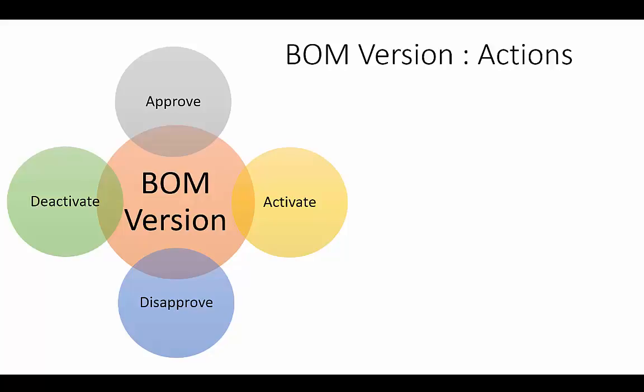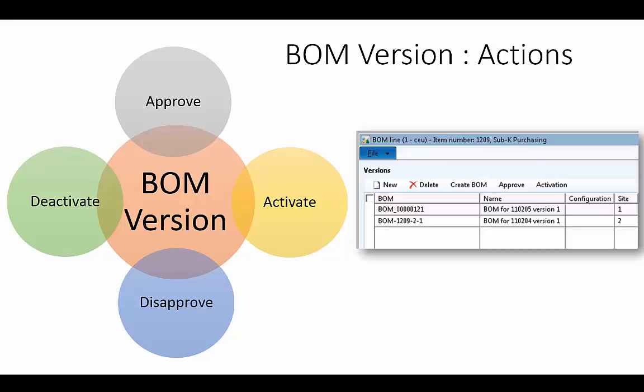It may be possible that a BOM version is approved but not yet activated. An approved BOM version can still be manually used in the assembling or production of goods. However, the system only considers the BOM versions which have been approved and activated for the automatic selection. Click the Approve button on the BOM lines form to approve or disapprove the BOM version, and the Activation button to activate or deactivate the BOM version.